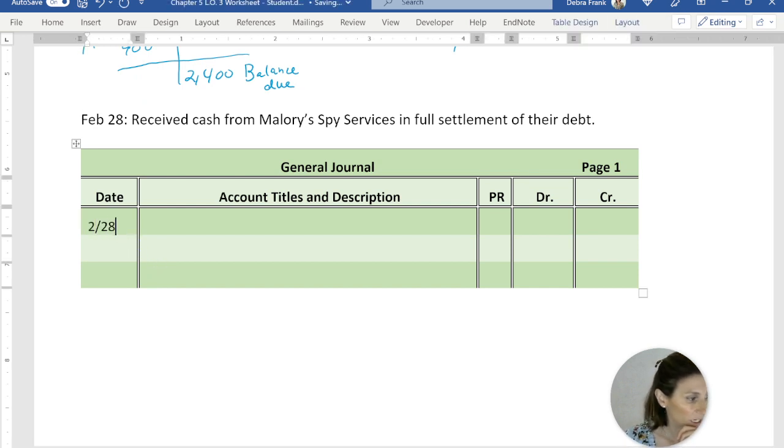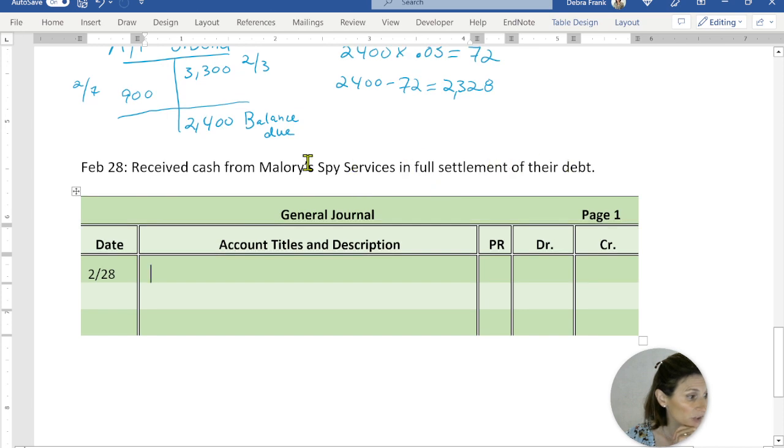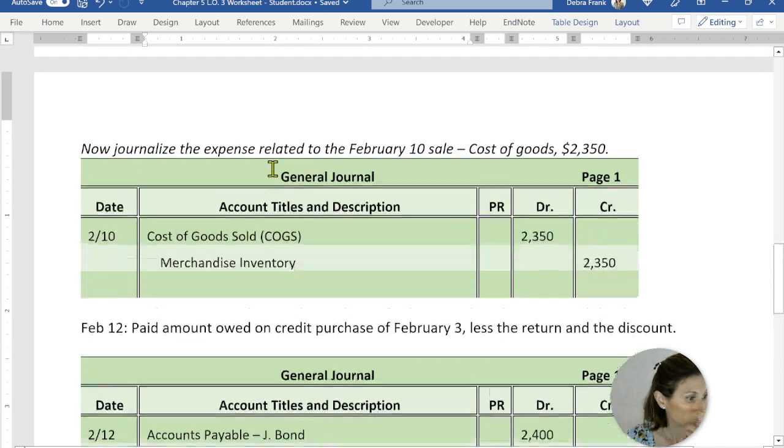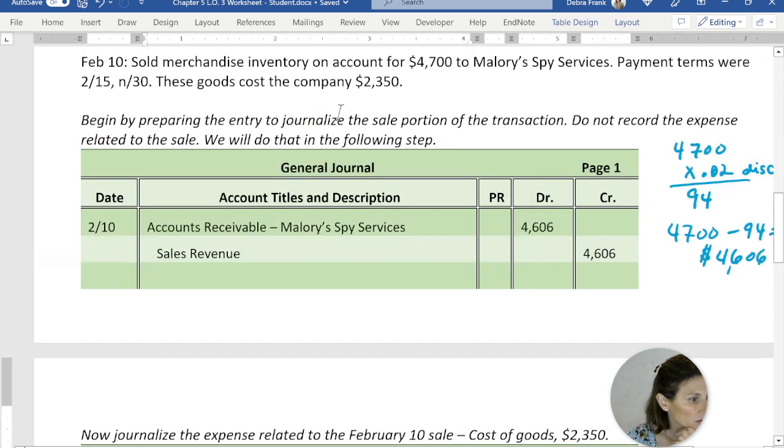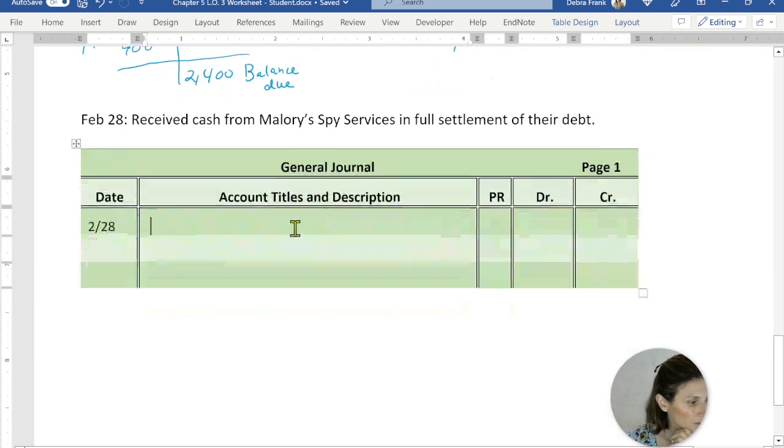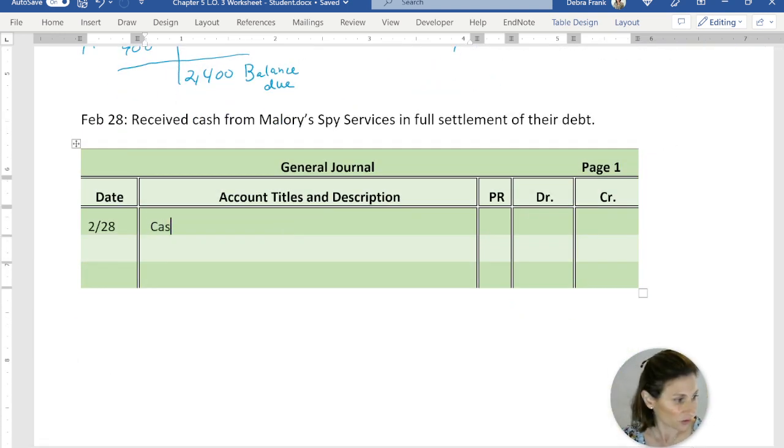So February 28th we have, and they're paying the full amount. They didn't take the discount, the full settlement of their debt. So really the full amount was $4,700. See up there? Okay. So we're getting all of the cash. They didn't take a discount, so they owed us the full amount of $4,700. And then we recorded accounts receivable, assuming they were going to take that discount.